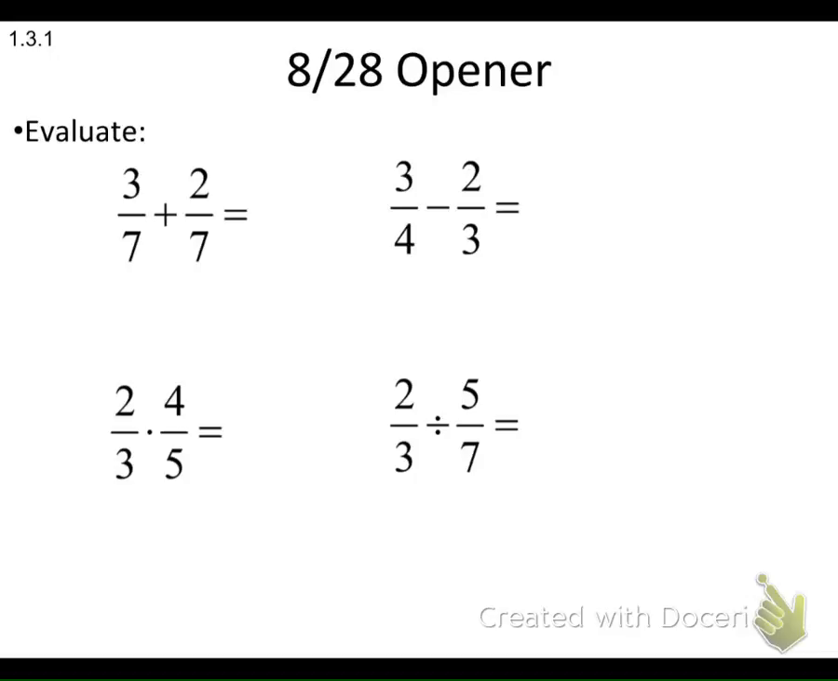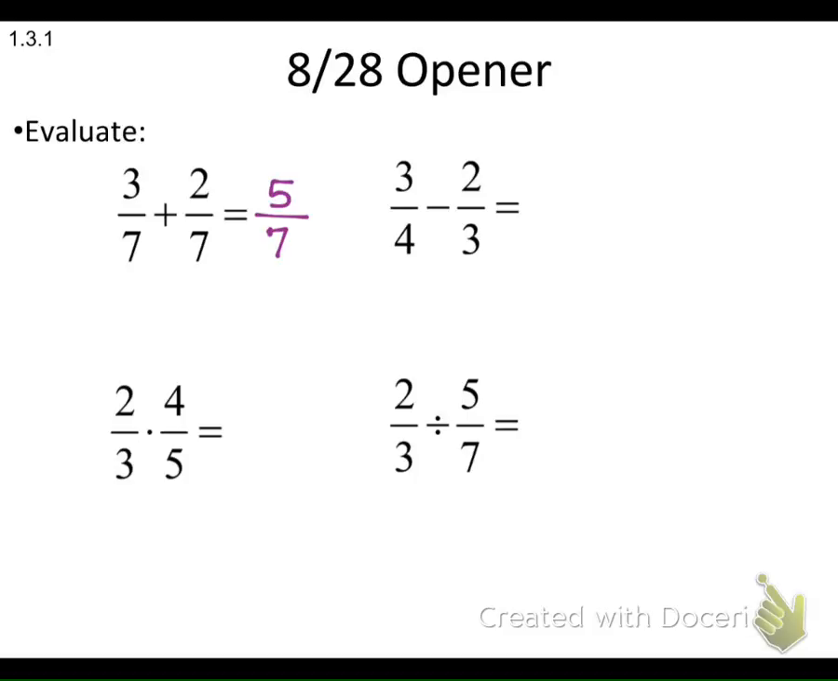Are my denominators the same in this first problem? Yeah, they're both 7s. So then I can go ahead and add my numerators. The operation says to add, so what's 3 plus 2? 5. Then you're going to keep your denominator the same. You don't add your denominators together. You keep it the same. So my denominator for this first problem is? So it's 5/7.